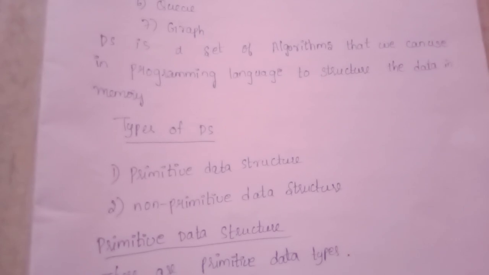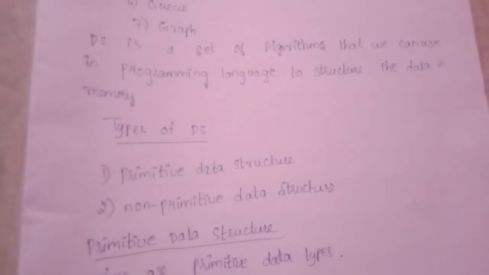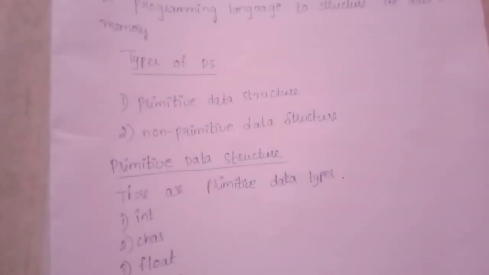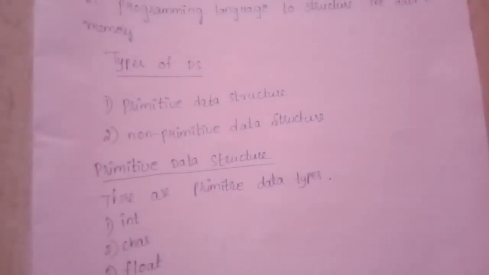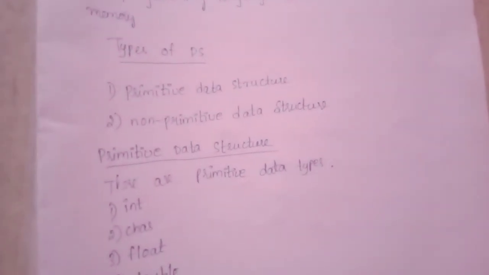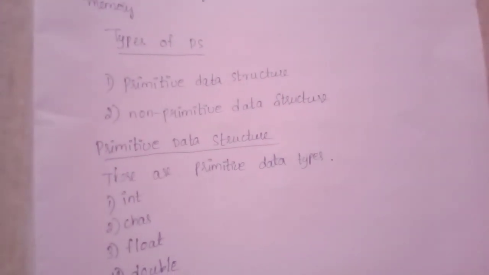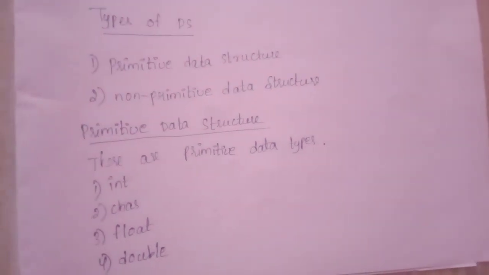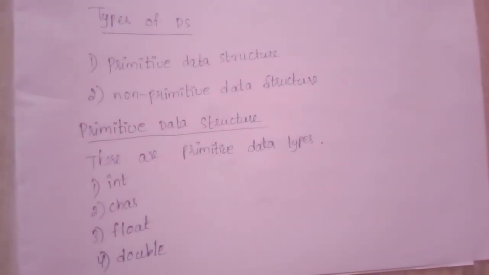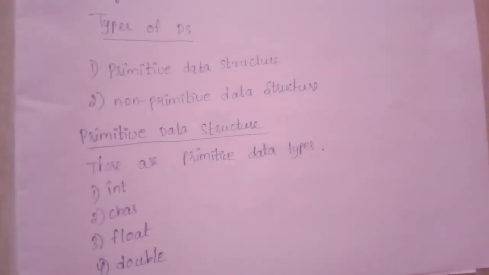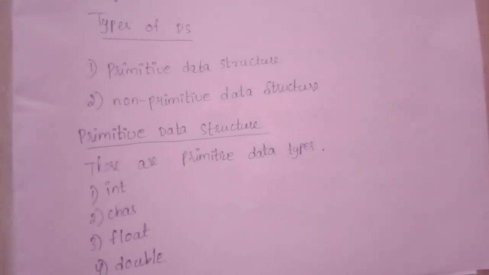So what is an algorithm? An algorithm is nothing but a step-by-step process. It contains various steps. So the data structure is nothing but a set of algorithms. We have two types of data structures: primitive data structures and non-primitive data structures. Primitive and non-primitive are terms which we already heard in the C language. In the C language we have primitive data types and non-primitive data types. In the same way, in the types of data structures also, we have primitive and non-primitive data structures.